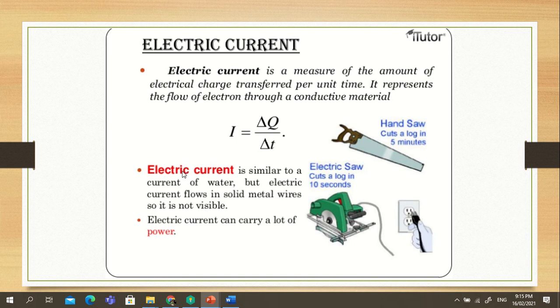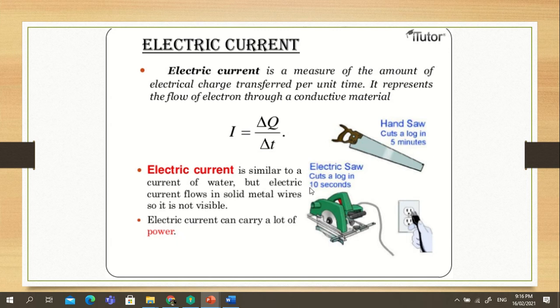Electric current is similar to a current of water, but electric current flows in solid metal wires, so it is not visible. I repeat, electric current is similar to a current of water, but it flows in solid metal wires, so it is not visible. Electric current can deliver a lot of power.